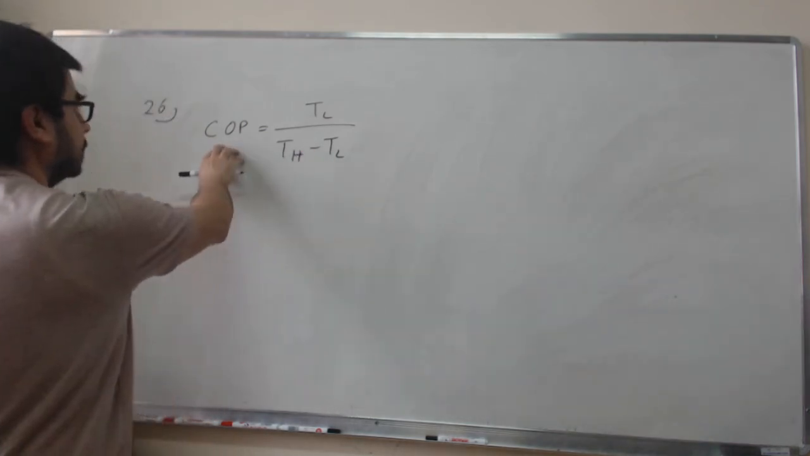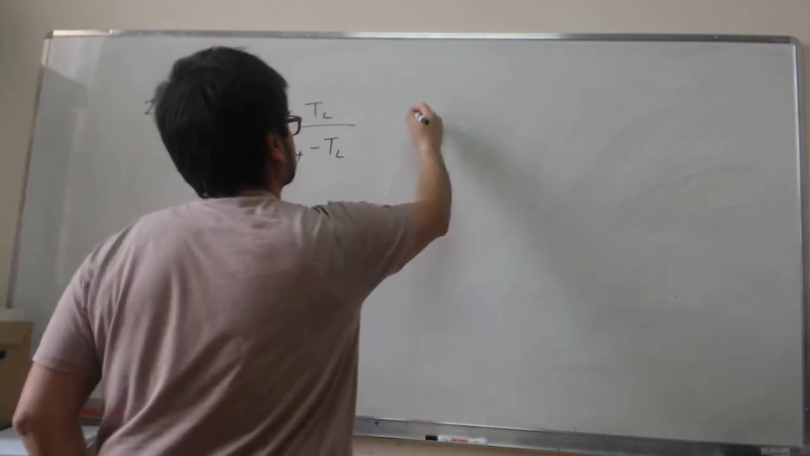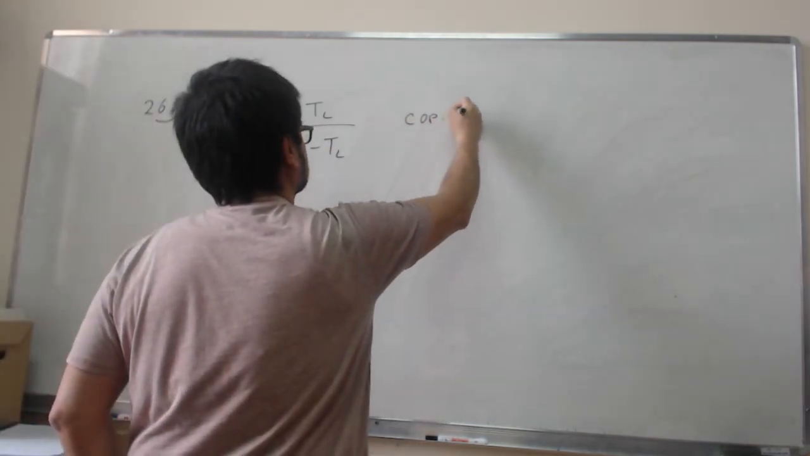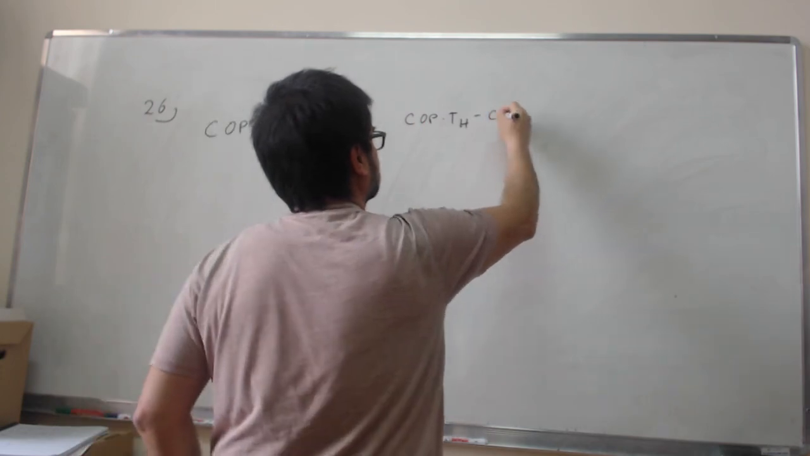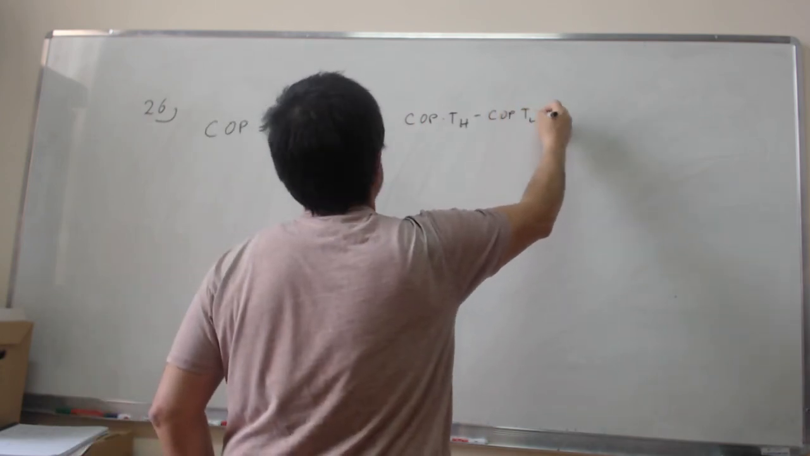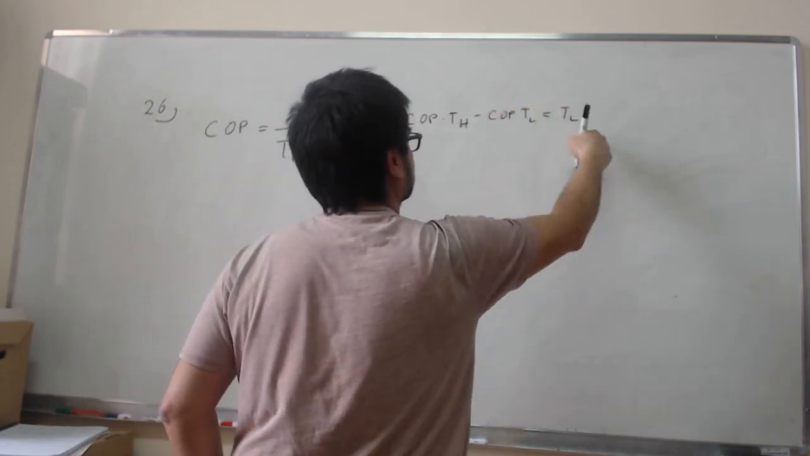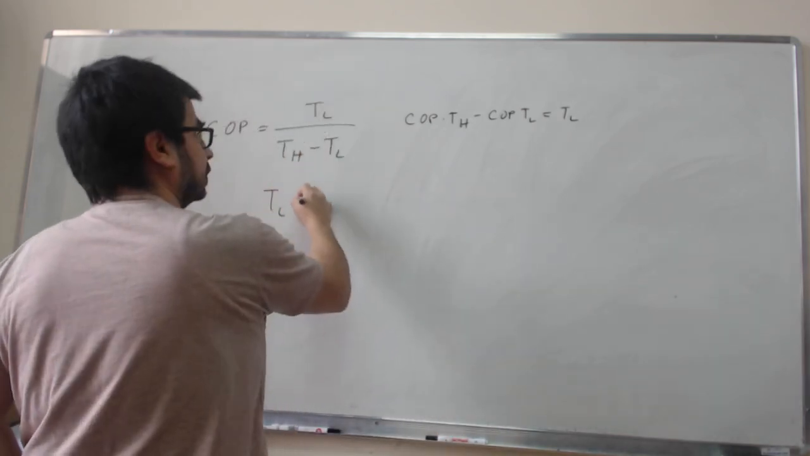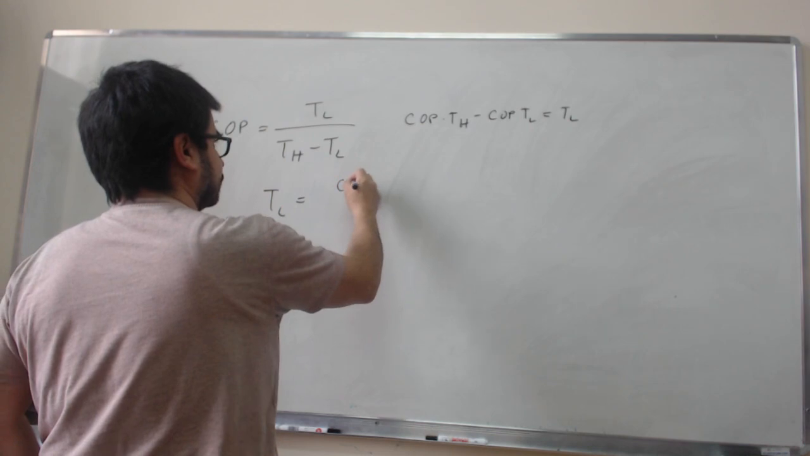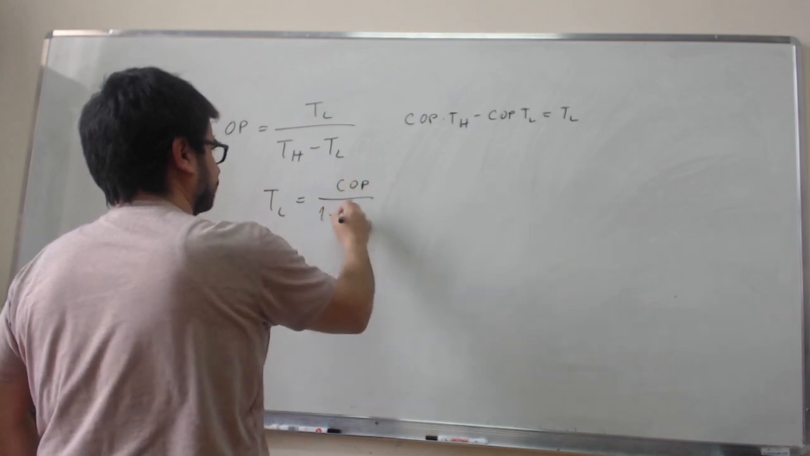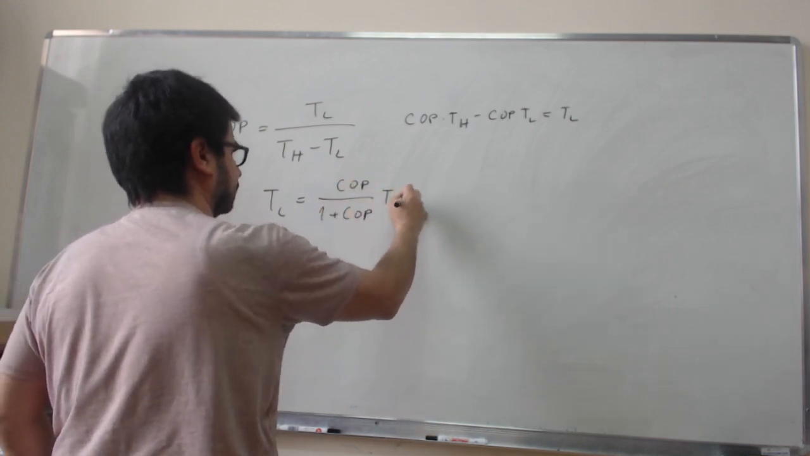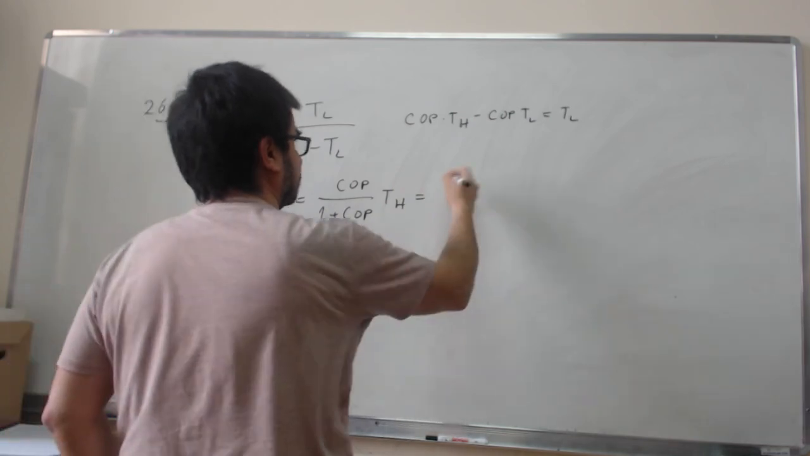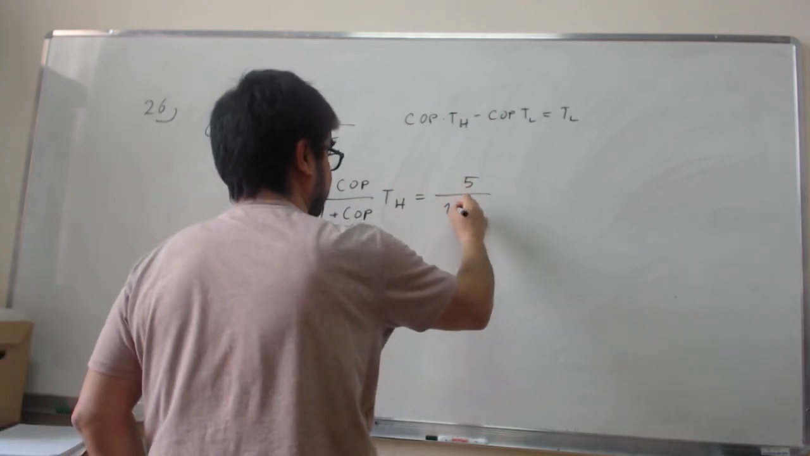I move this to the other side. So coefficient of performance times TH minus coefficient of performance times TL is just TL. I move this to the other side and move this to the denominator. So TL is going to be the coefficient of performance divided by 1 plus the coefficient of performance, times TH. And this is going to be 5 divided by 1 plus 5.